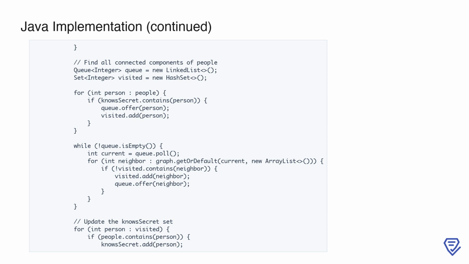As we process the queue, we explore each person's neighbors in the graph. If a neighbor has not been visited yet, we add them to the queue and mark them as visited. This ensures that all connected individuals in the graph are explored. After fully traversing the graph, we update the NoSecret set by adding all the people from the visited set who are part of the current time slot. This way, the secret is propagated only among those who are directly connected during that specific meeting time.